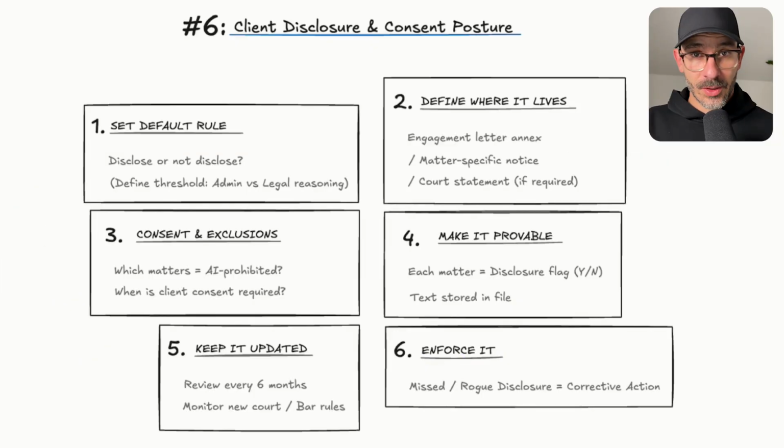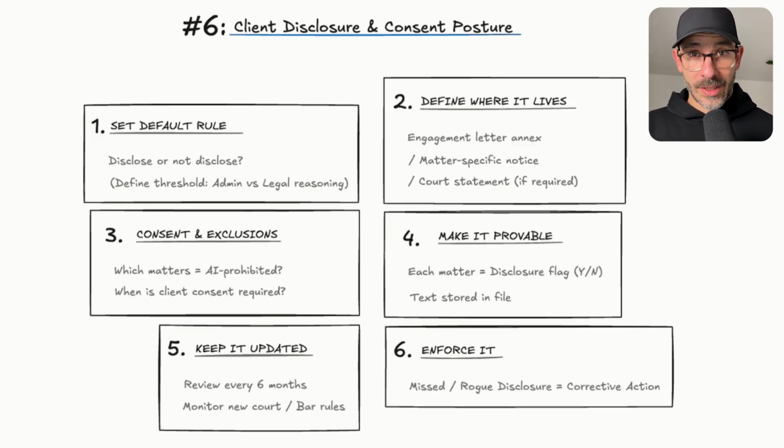Decide on your client disclosure and consent posture. Some courts expect disclosure of AI use, and some don't. The mistake is waiting until a dispute to decide. Set your stance now. Start with one binary rule. Do we disclose AI assistance by default or not? And in which scenarios do we make exceptions? Where's the line between harmless admin help and substantive legal drafting?